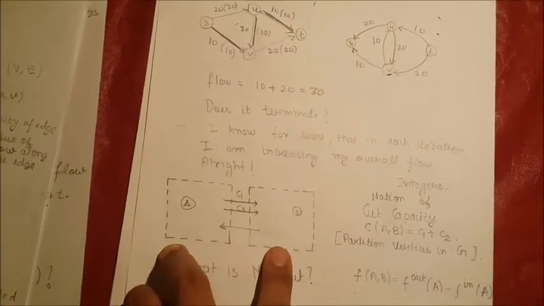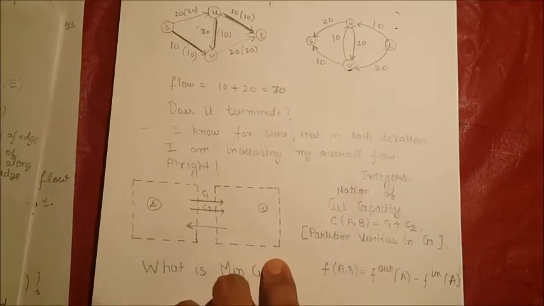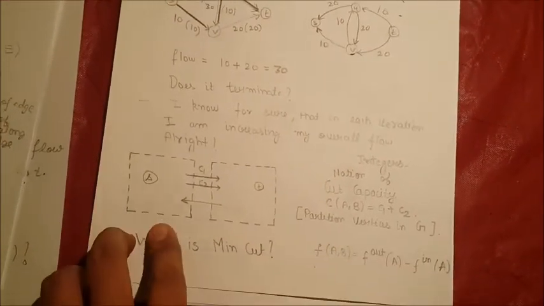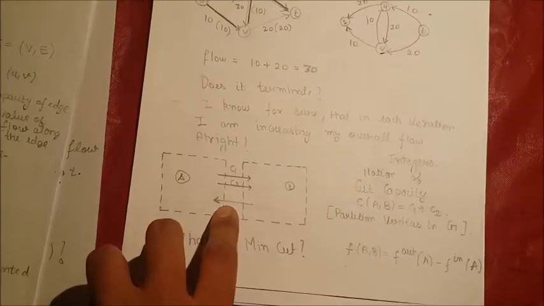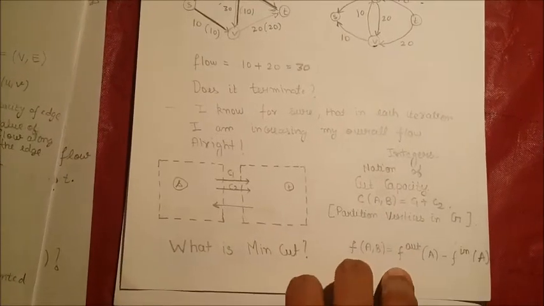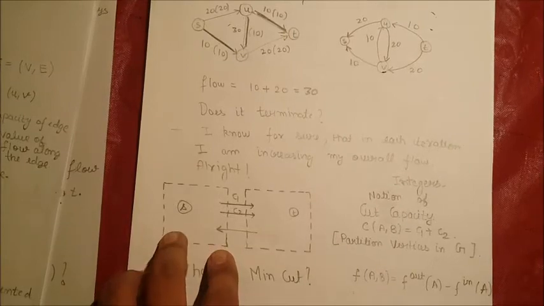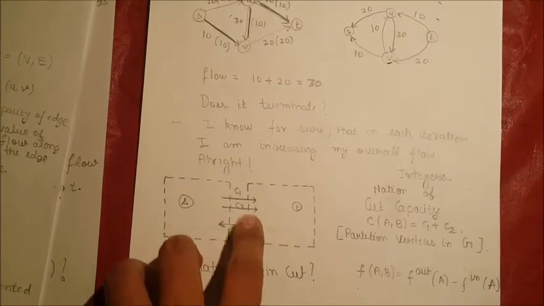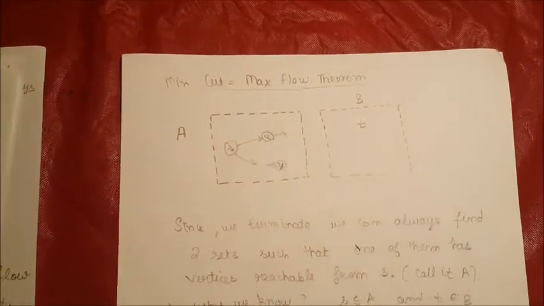Let's also examine what would the flow be in this case. So we'll denote f of AB as the flow that goes from A to B. Okay, the amount of flow that goes out of A minus the amount of flow that goes from B to A. So we can say that F out A minus F in A is the amount of flow that is the flow of the cut. Okay. Now let's move on to a theorem called the min cut max flow theorem.